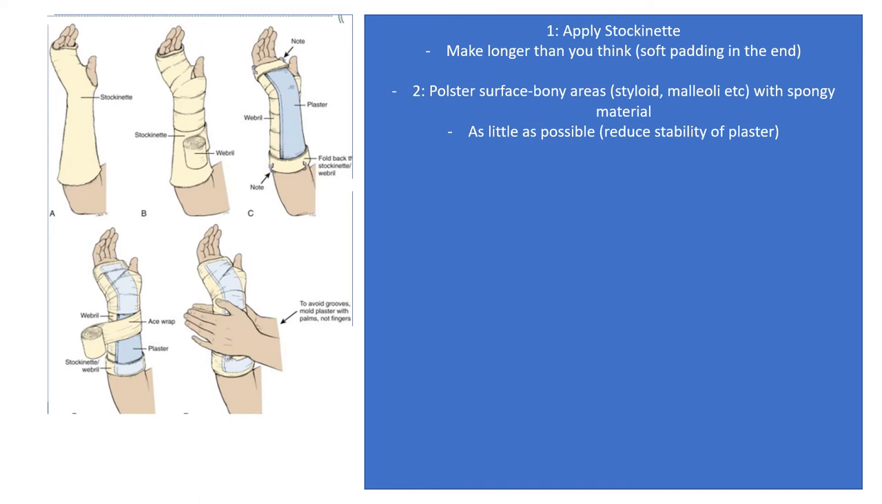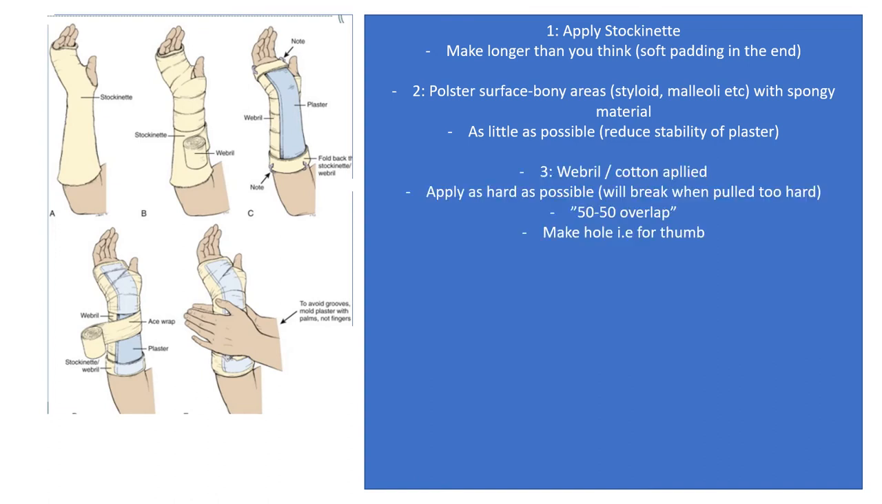Okay, then, and this is not shown in the picture, but you have to pad certain areas of bone that are really close to the surface, such as the styloid process here, or the radial process, and so on. The fibula is another place. The proximal fibula is another place, and the malleoli are also places where you want to pad. But you want to do that as little as possible, because this is an area where there's no direct contact to the bone. The casters we talked to said that it's important to pad, but do it as little as possible.